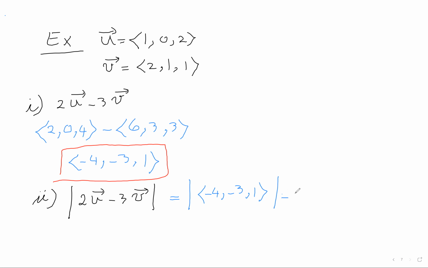Now the length of this is the radical of the sum of these coordinates squared. So the radical of -4 squared is 16, -3 squared is 9, 1 squared is 1, and 16 plus 9 plus 1 is 26. And radical 26 cannot be simplified. So this will be the final answer.